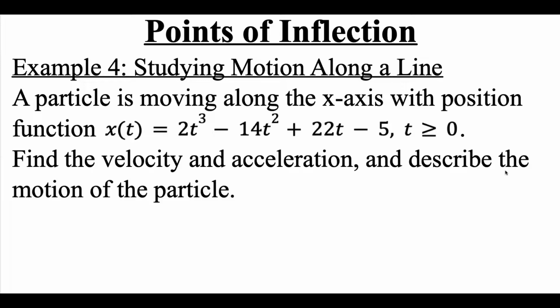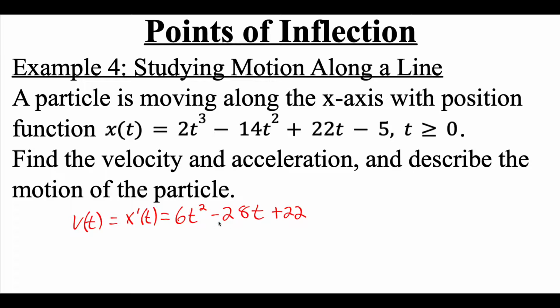So the velocity function, we can call that v of t. The velocity function is the derivative of your position function. So we're going to use the power rule in here to help us find this derivative. So drop the 3 down as a multiplier, and that becomes 6t squared. Drop the 2 down as a multiplier, and that becomes negative 28t. And then the derivative of 22t is just 22.